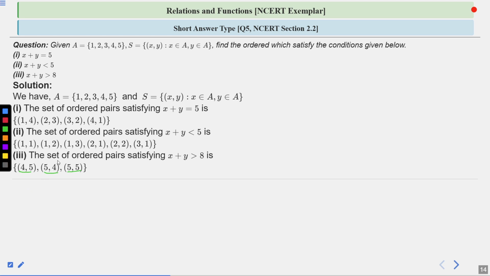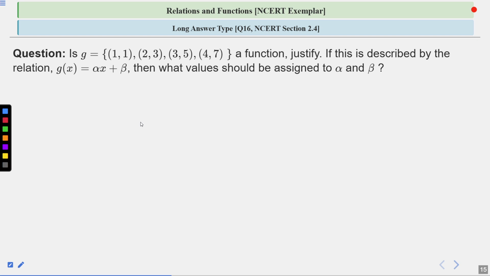Moving to the next question. Is G, given to us in roster form as (1, 1), (2, 3), (3, 5), (4, 7), a function? Is the given relation G a function? Justify your answer. If this is described by the relation G(x) equals alpha x plus beta, then what values should be assigned to alpha and beta?